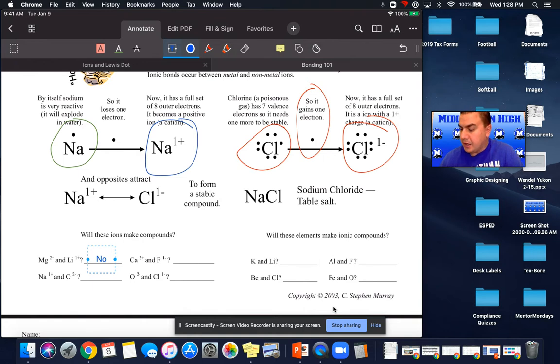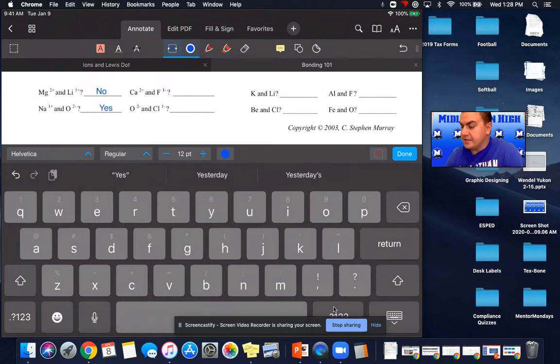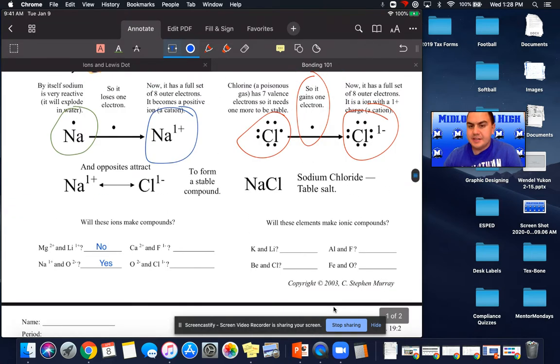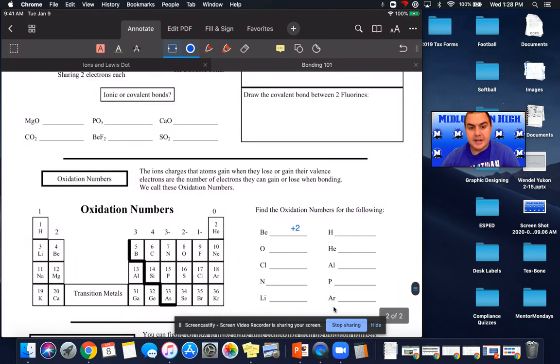But for Na and O, you have a +1 and -2. They're opposite charges, so they will create one. So you go ahead and put yes for that answer. So that's ionic bonds. We take the positives and the negatives, opposites attract, and they come together and create ionic compounds. I will use the same ones from this oxidation chart down here to determine whether they become ionic bonds or not. So make sure you have these notes, and pay attention to them as you go forward.